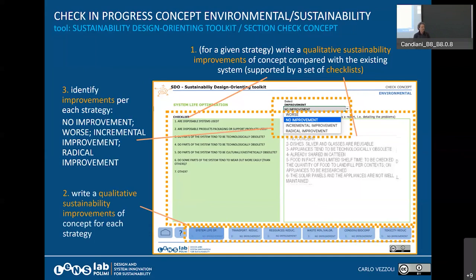And then for each of those, you will be able to define whether you have no improvement, because you realize that you didn't do anything to improve your concept in relation to the existing system, or there is an incremental improvement because you did something, but it's not really radically changing the situation, or you made a radical improvement because indeed it's quite an innovative solution that you have been proposing. Okay, so you will be selecting this. And you know, this is a qualitative evaluation.